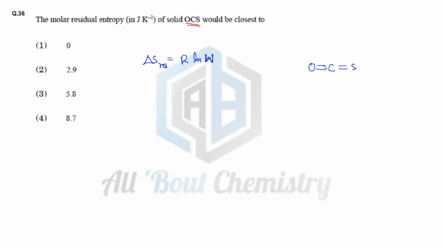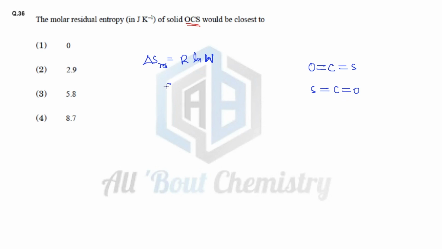Either it will be OCS binding to the other species through the sulfur side, or it can be S double bond C double bond O, so binding through the oxygen side. Since it's an ambident ligand, it can bind from two different sides, right? So that's why there are two basic arrangements which can happen for this. So the number of arrangements you have to take over here is 2.